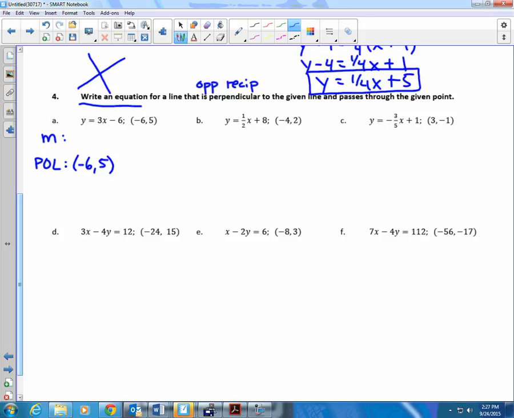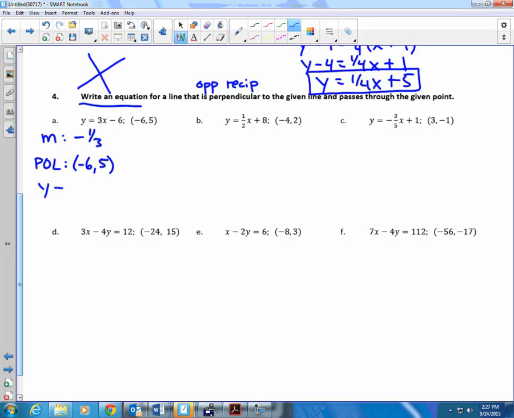Do I know the slope of this line? What is it? It's 3. The slope of this line is 3. So what's the slope of the line that's perpendicular to it? The opposite, so instead of positive, it's negative, and reciprocal, 1 over 3. Is that enough now to get started?